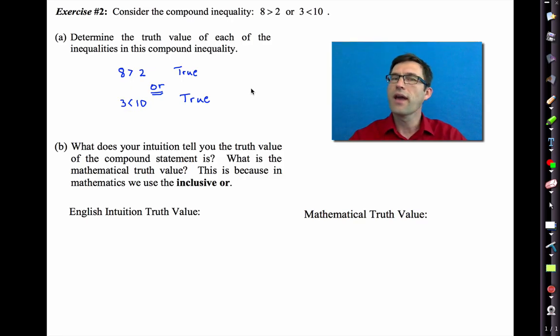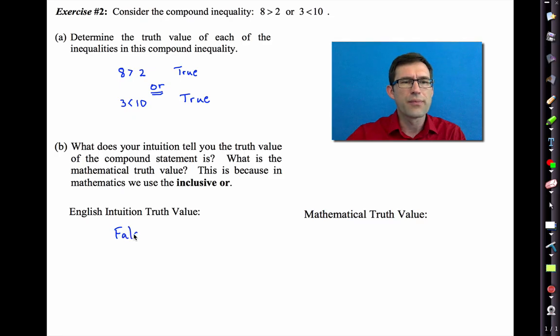If I said to you, hey, 8 is greater than 2 or 3 is less than 10, right? Would you claim that that was a true statement or a false statement? Think about it a bit. All right. Well, in most of our everyday sort of English intuition, right? We would say that this is false, right?